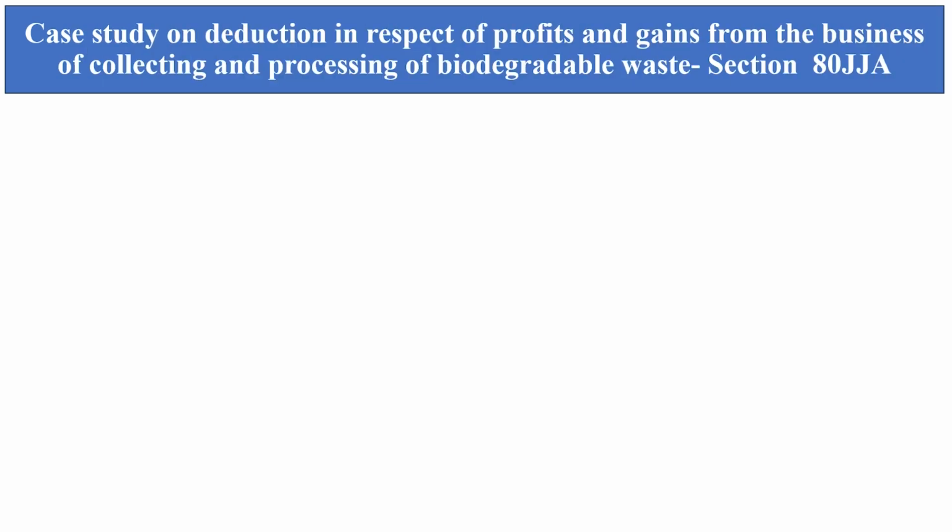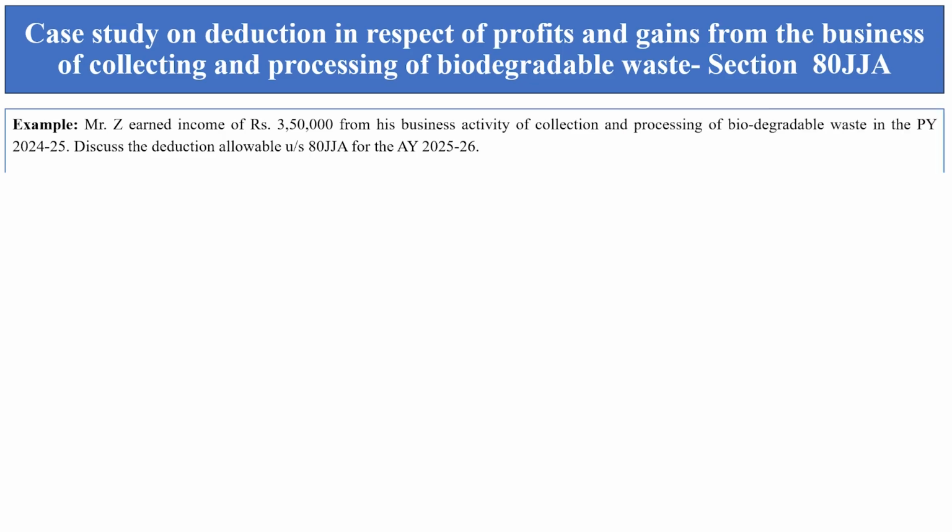Now the deduction in respect of profits and gains from business or profession for collecting and processing of biodegradable waste. Here Mr. Z earned 3,50,000 from his business from the activity of collecting and processing of biodegradable waste in the previous year 2024-25.